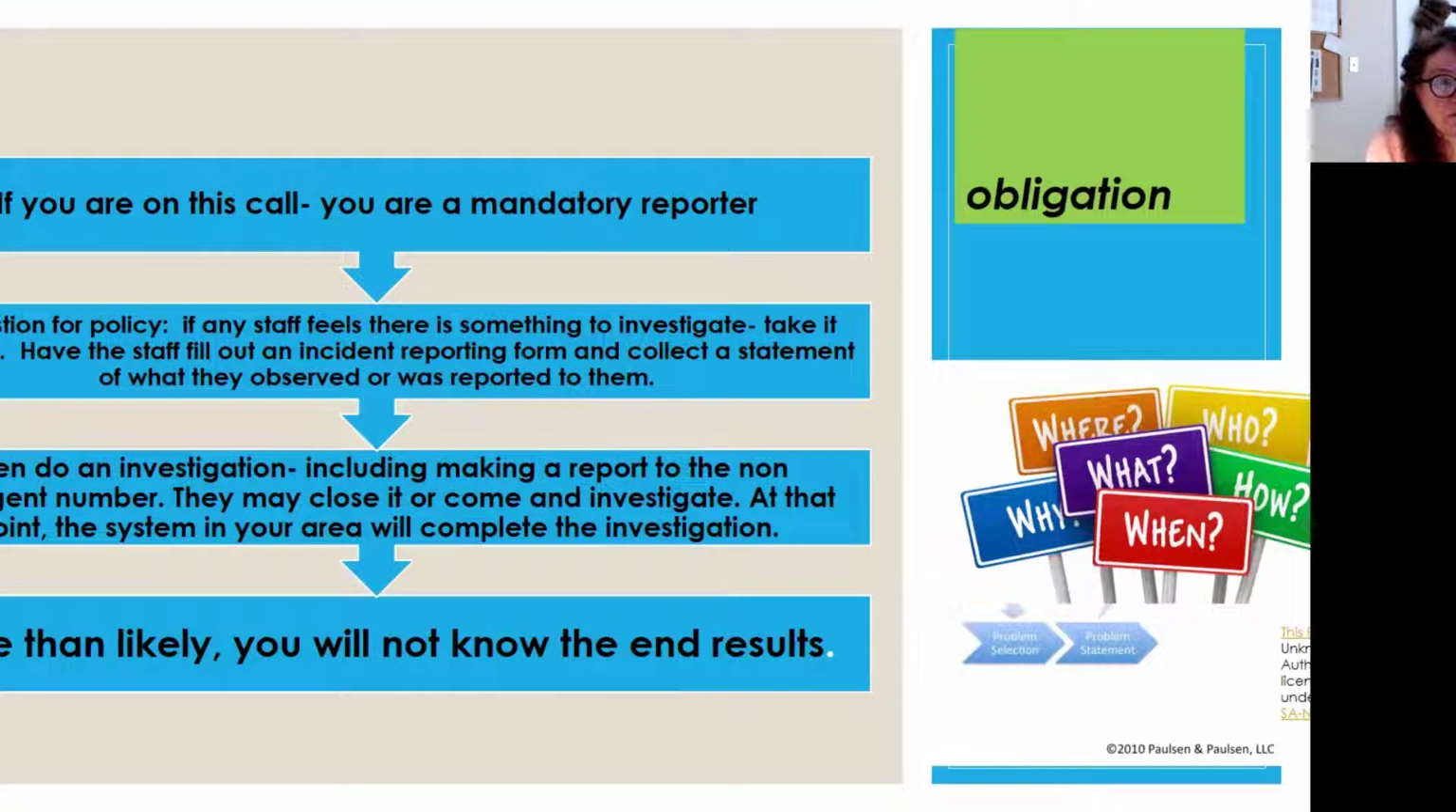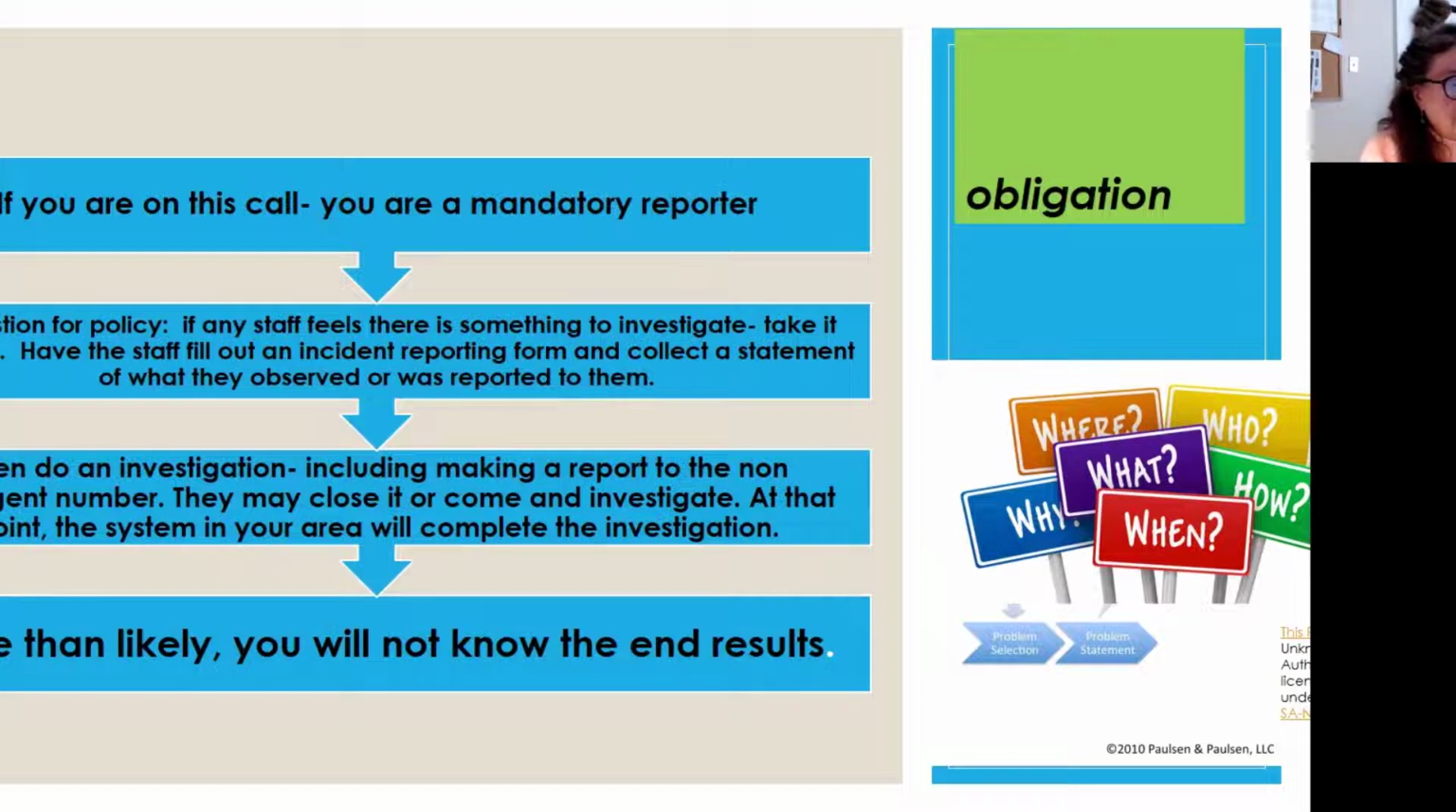All right. So you say, well, what is my obligation? Well, hopefully, if you're on this call, whether you're a professional or a community person or a family member, realize that you are a mandatory reporter. Okay. And so the law is broad enough that all professionals pretty much are mandatory reporters. And anybody who works for an agency or any service that takes care of older adults or at-risk adults would be a mandatory reporter if there is something going wrong.